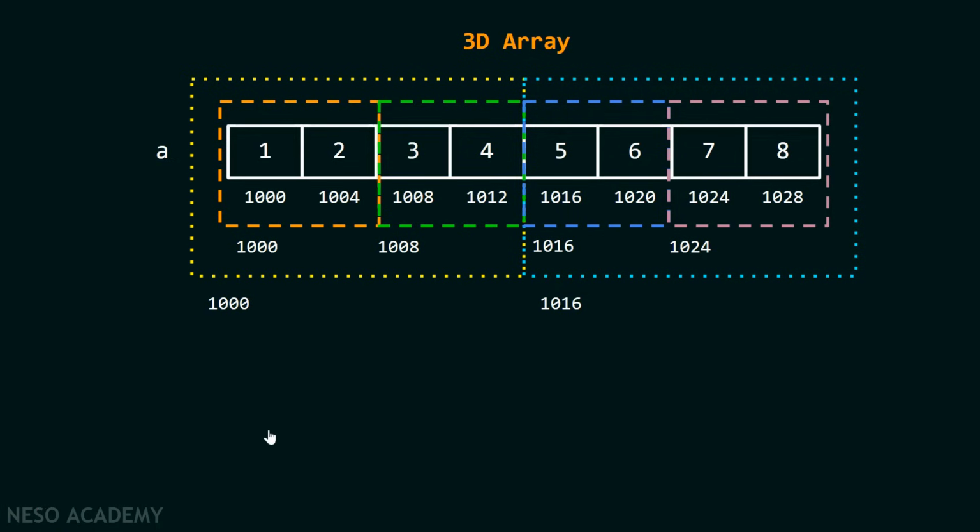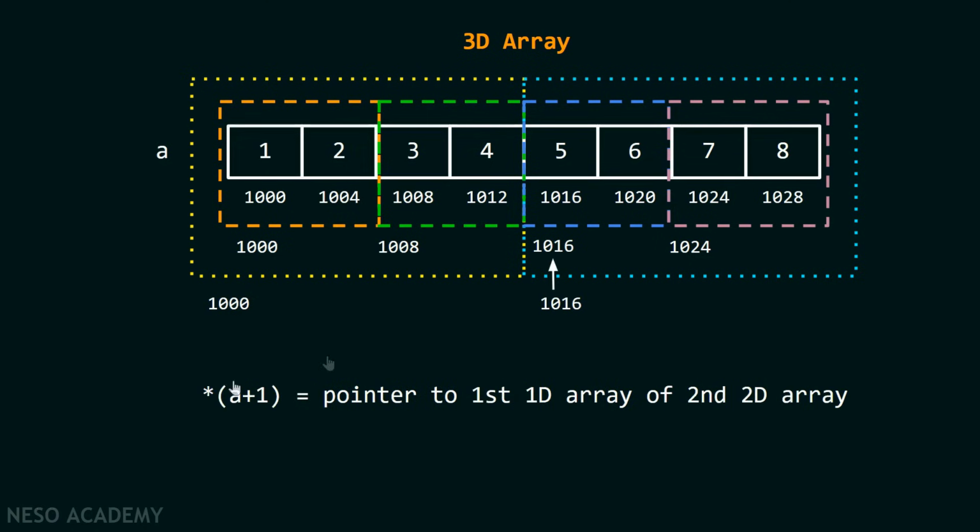So if we write A, then it is equivalent to the pointer to the first 2-dimensional array, which is equal to 1000. But here the context is different. A is the pointer to the first 2-dimensional array and not the first 1-dimensional array. The address will be the same, but the context is totally different. Okay? So if we add 1 to it, we'll get the pointer to the second 2-dimensional array, which is equivalent to the address 1016, because this is the base address of the second 2-dimensional array.